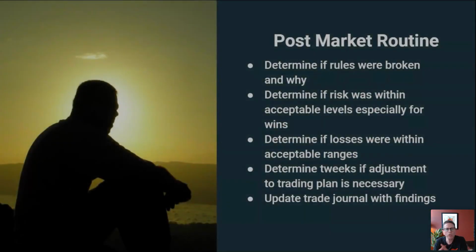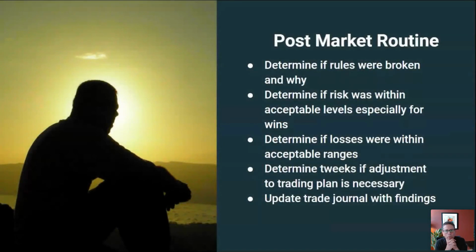Okay. Post-market routine: determine if rules were broken and why. Determine if the risk was within acceptable levels. You always want to trade with a trade journal. Determine if losses are within acceptable ranges, and make tweaks and adjustments to your trading plan if you need to. And again, you want to update your trade journal.